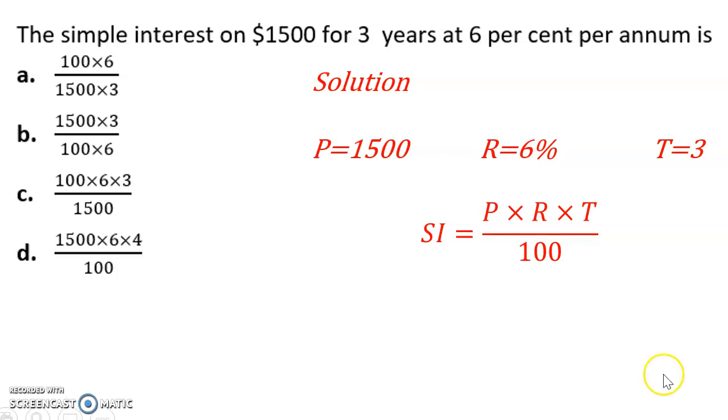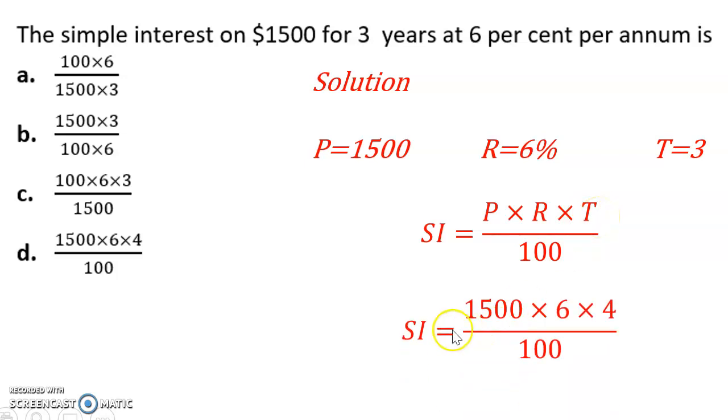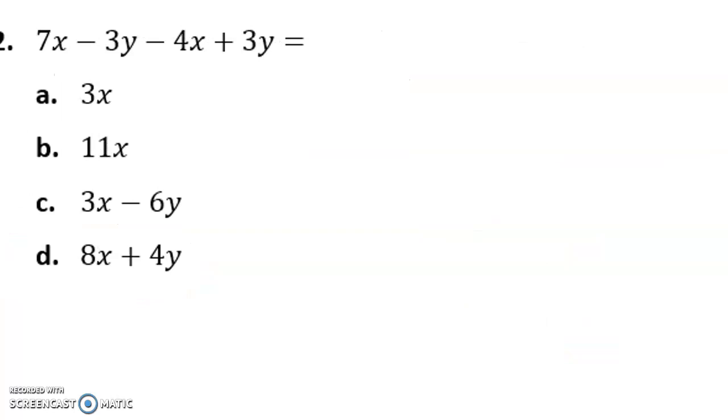So we're just going to fill in the principal where it is, the rate, and the time. And that gives us 1500 times 6 times 4 divided by 100, which means that our answer is D. Alright, move on to the second question.